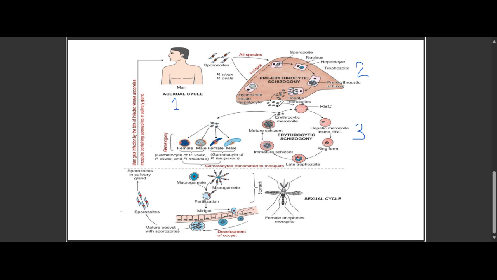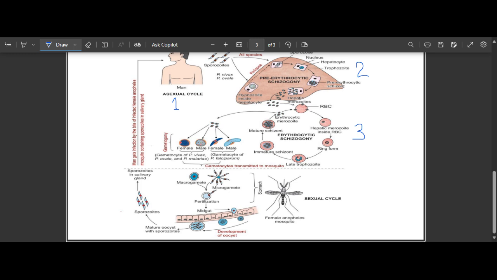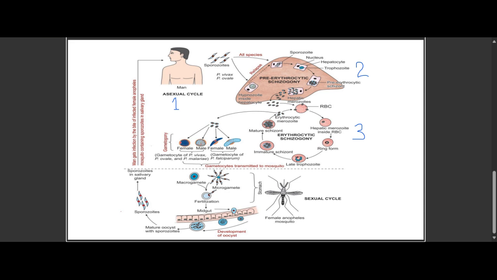And when they have been released into the bloodstream, this arrow is showing you that they will now invade the red blood cells. These merozoites are going to bind certain receptors on the red blood cells' surface. And when they do bind, they will enter the red blood cells by a process known as endocytosis.